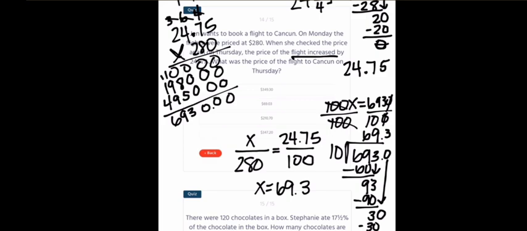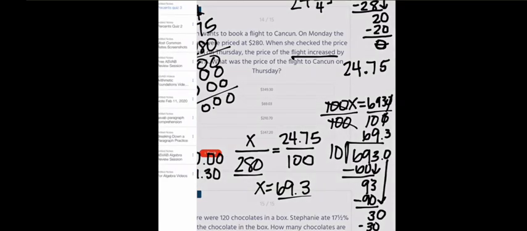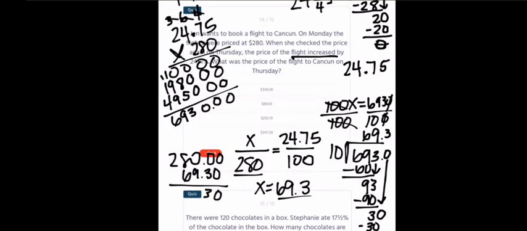Now, is that my answer? No, it's not. My answer is 280 plus that because it says it increased. So let's add them up. 280 plus 69.30. I'm going to add a decimal and 2 zeros. Sorry. So 0, 3, bring down the decimal. 9. 8 plus 6 is 14, carry the 1. 1 plus 2 is 3. The answer is 349.30. Okay? So that one was a little challenging because there's a lot of decimals and extra math to do, but the equations are still the same and straightforward.